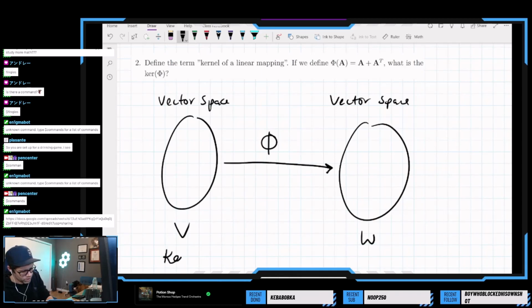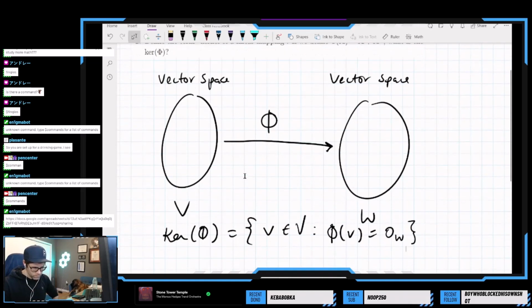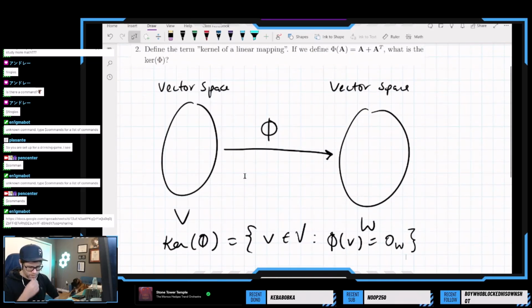So the kernel of our linear map should be the set of all of the v's in V, such that phi of v is equal to the zero vector, and this zero vector is in the vector space W. So I'm pretty sure that's how we want to think about the kernel of our linear map. I think this is the definition, right? It's defined as the set of vectors that get sent to the zero vector.